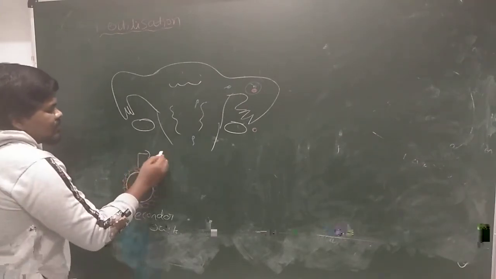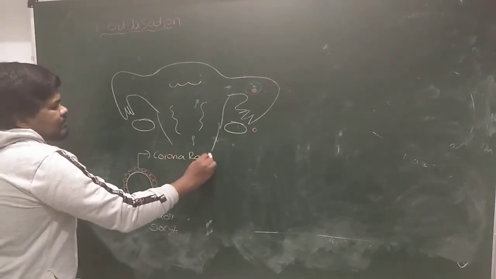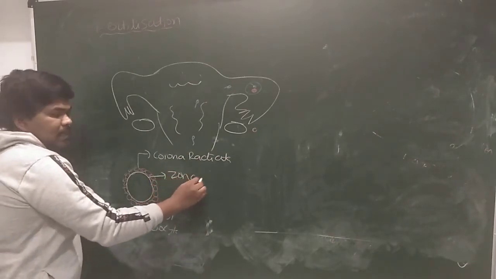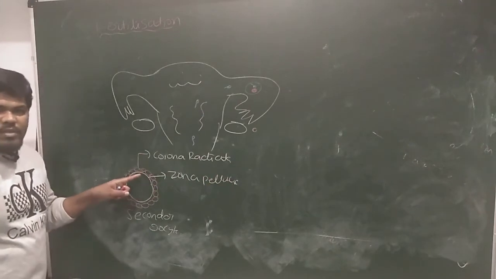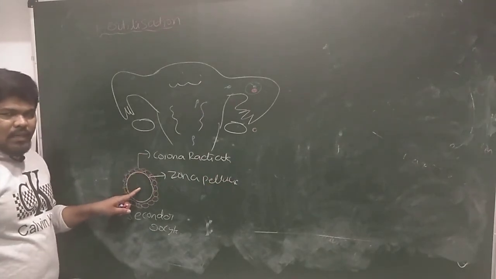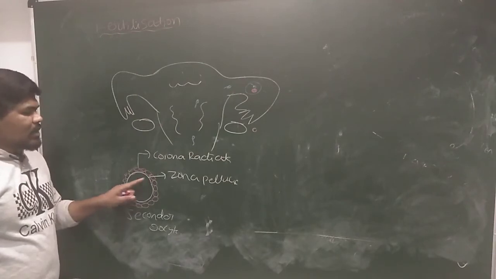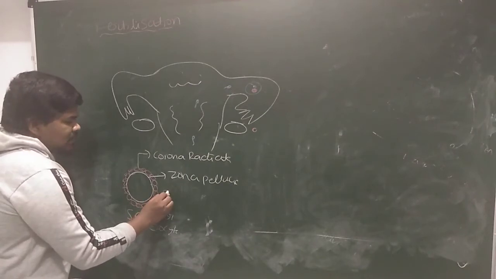Number one is corona radiata. Next, number two is zona pellucida. Corona radiata is the outermost layer of the secondary oocyte, or ovum which is in secondary oocyte stage. Then zona pellucida is the innermost layer.